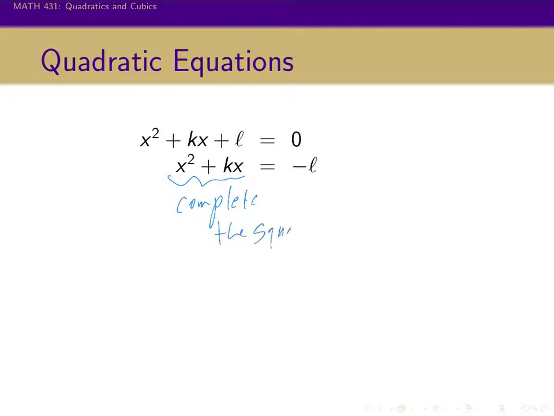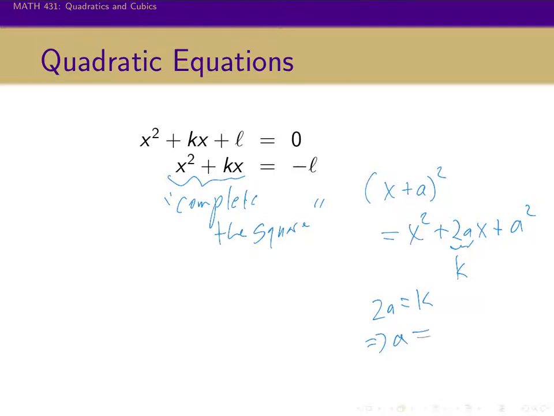And so recall that if we have something like (x + a)² = x² + 2ax + a². So this 2a here, we're going to call k, and if 2a equals k, then the a that we want to use is going to be k/2. And so if a is k/2, what's a² going to be? That's going to be k²/4, and that's what we're going to add to both sides.